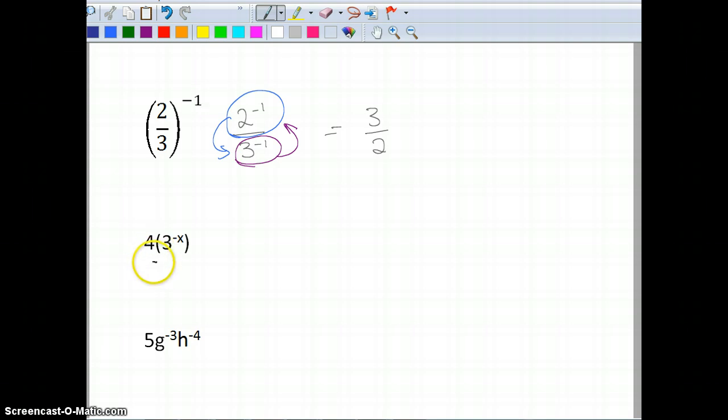Now I have 4 times 3 to the negative x. Remember, this is still a fraction, it's just over 1. So I'm going to take 3 to the negative x, because I can't have a negative exponent, and bring it down. My 4 is going to stay right where it is. So now I have 4 over 3 to the positive x.